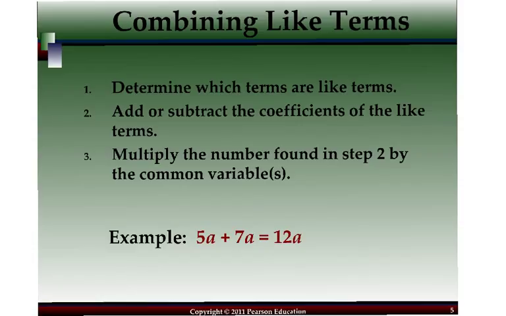Combining like terms: determine which terms are like terms, add or subtract the coefficients of those like terms, and multiply the number found in step 2 by the common variables. Okay, so here's an example down below. We have 5a plus 7a. Well, you just put together the coefficients, 5 plus 7, that's 12, and then you just tag that a on the end there. So 12 times a. And that's it.